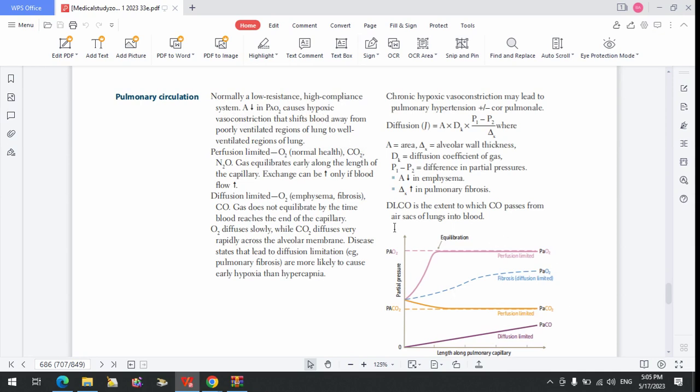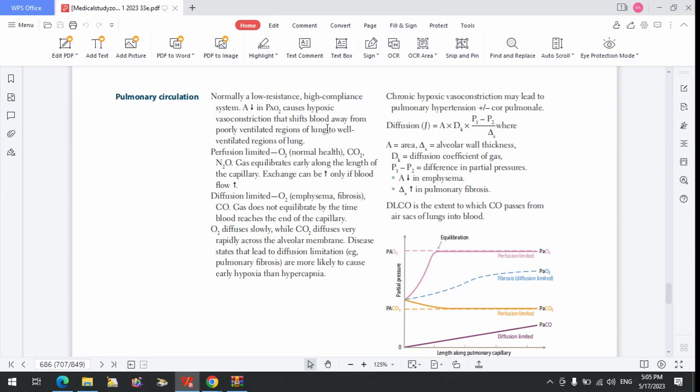It is highly compliant. Okay. It has a thin wall and it has low pressure. So one phenomenon that I just want us to pay attention to here is that hypoxia in the pulmonary circulation causes vasoconstriction, unlike in other vessels.